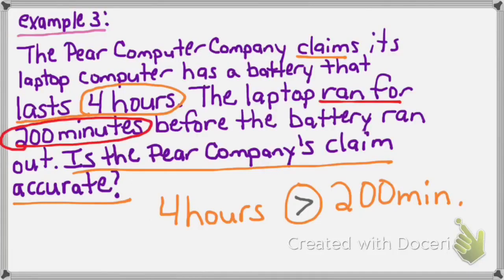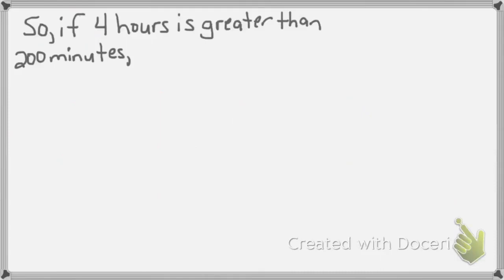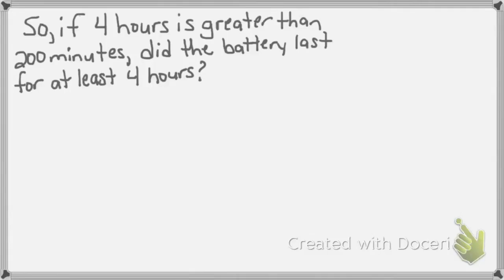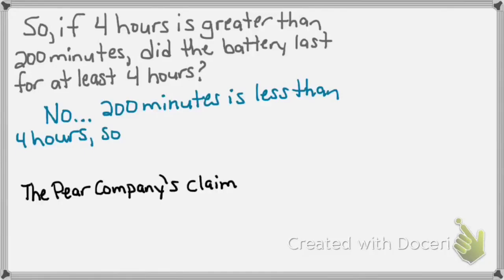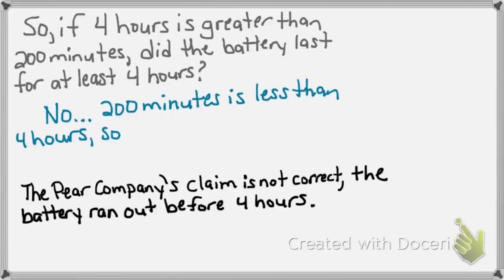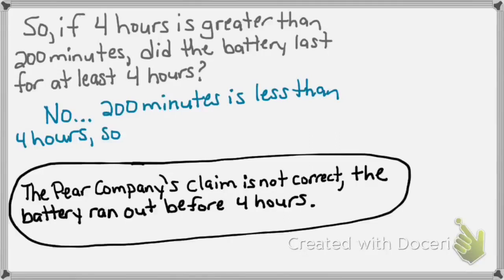So the question says, is the pair company's claim accurate? So then the question is, if 4 hours is greater than 200 minutes, did the battery last for at least 4 hours? And the answer to that is no. It lasted for 200 minutes, and 200 minutes is less than 4 hours. So the final answer? The pair company's claim is not correct, because the battery ran out before 4 hours. And that's the final answer.